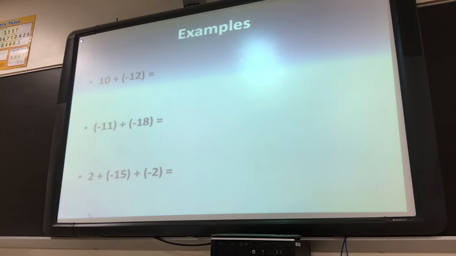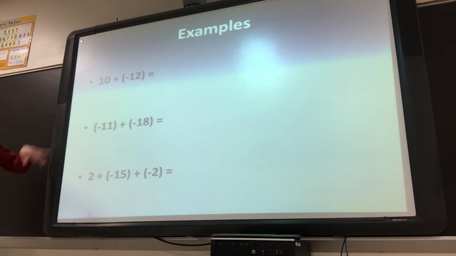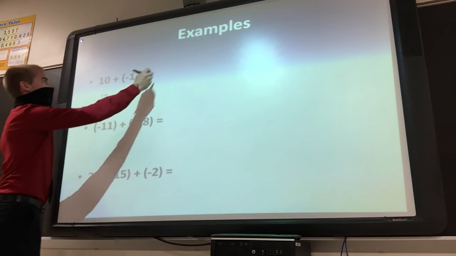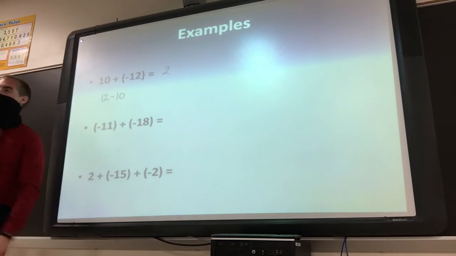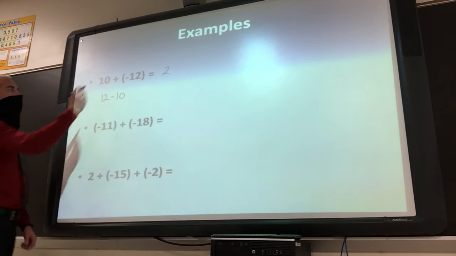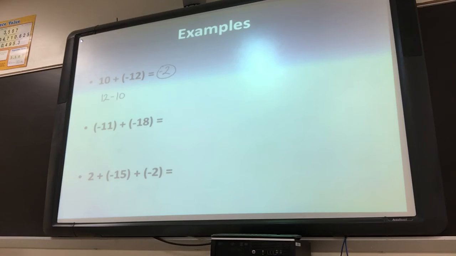Okay, so this first one, we've got positive 10 plus negative 12. Are we going to add or subtract them? Vincent? We're going to subtract because they have different signs. So 12 minus 10 gives us 2. And then Vincent, tell us if it's going to be positive or negative. Negative. Why? Because the bigger number is 12. 12 is negative, so our answer is negative 2.